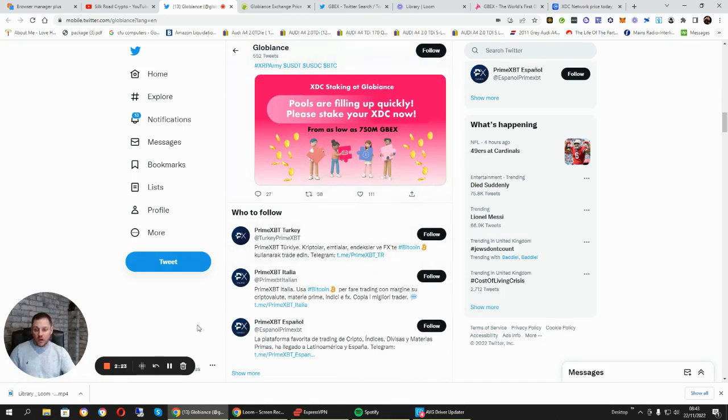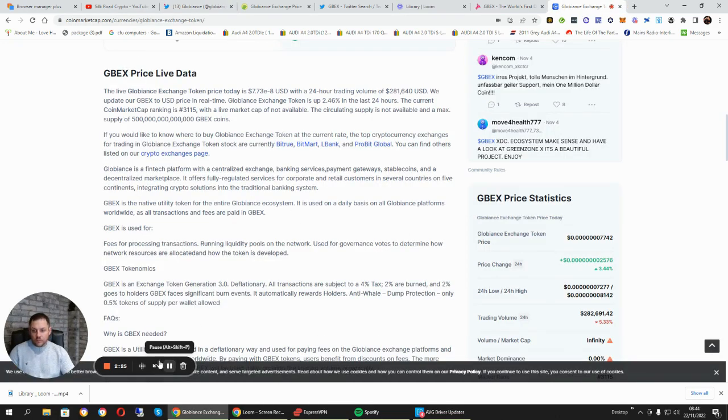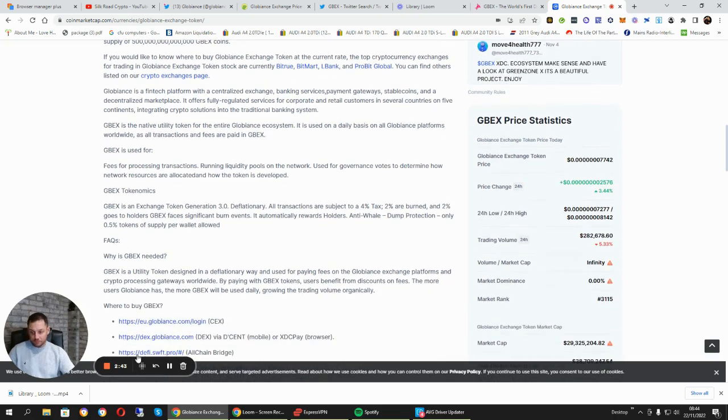It's also a liquidity protocol. So if we have a look at a description here, it says GBEX is used for fees for processing transactions, running liquidity pools on the network. It's also used for governance votes to determine how network resources are allocated and how the token is developed.